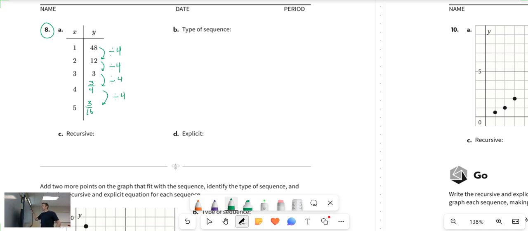All right, type of sequence, we're doing division or multiplication by fractions. This is also times 1/4. So type of sequence is going to be geometric.